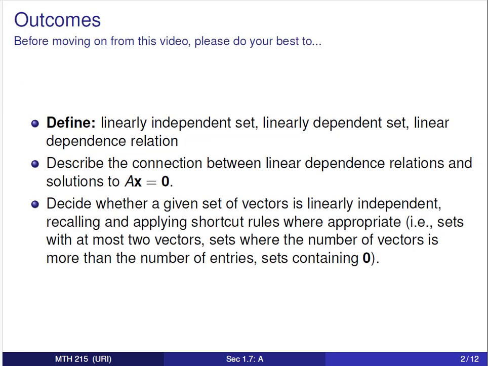Our outcomes for this video are as shown here. There are a couple new terms you'll want to be able to define, and then you'll want to be able to apply those terms and answer some questions related to them.